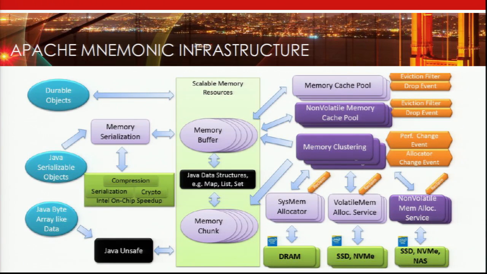This is a block diagram for the Mnemonic project. We build the memory cache pool, the non-volatile memory cache pool, and memory clustering for some memory allocation needs. And then this is the logic behind how to allocate the memory, where, how, and with what kind of urgency. We provide a system memory allocator, a volatile memory allocator service, and a non-volatile allocator service.